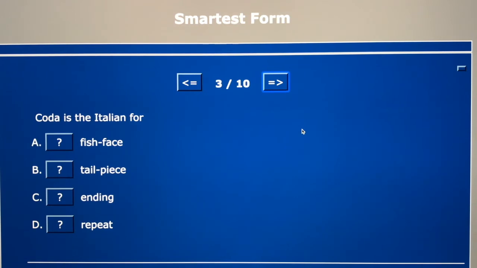Question number 3. Coda is the Italian for: fish face, tailpiece, ending, or repeat. So we want the translation here, not the meaning, but what it actually translates to: fish face, tailpiece, ending, or repeat.